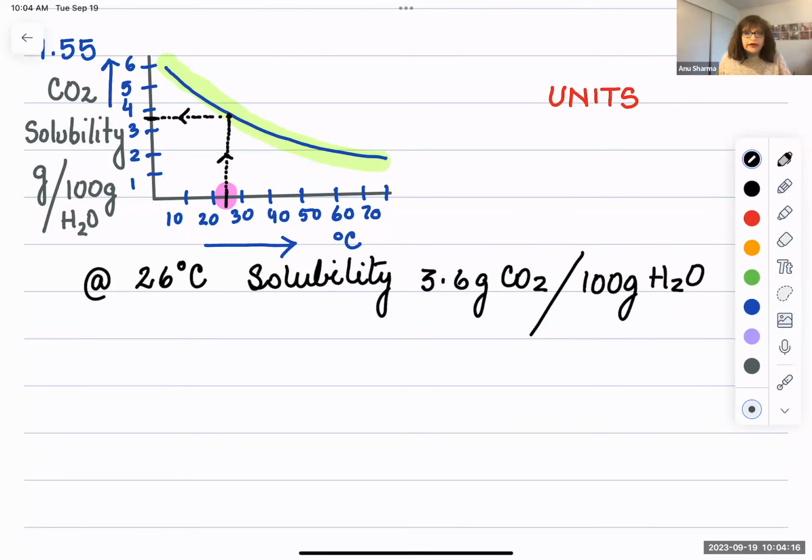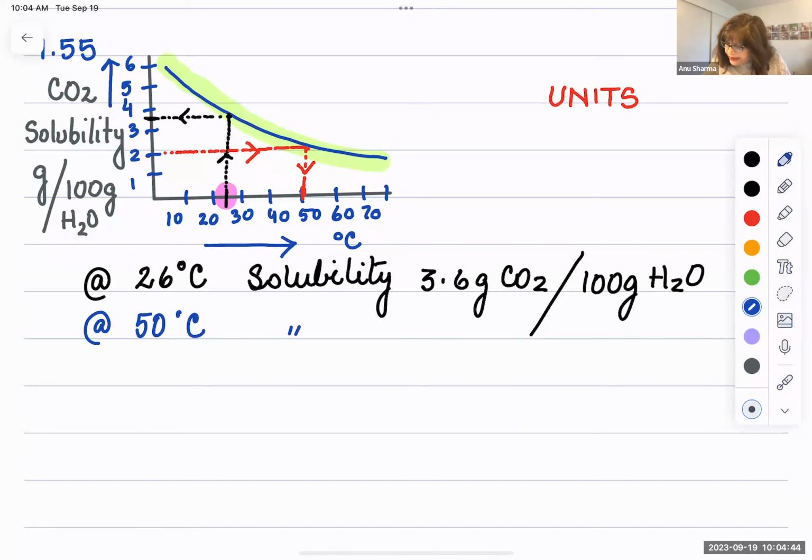Okay, got it? Or you can also ask, at what temperature is the solubility of carbon dioxide 2 grams per 100 grams of water? At what temperature? So you will have to see at 50 degrees from this graph. You will just have to move your fingers and figure it out. So at 50 degrees Celsius, the solubility is 2.0 grams.